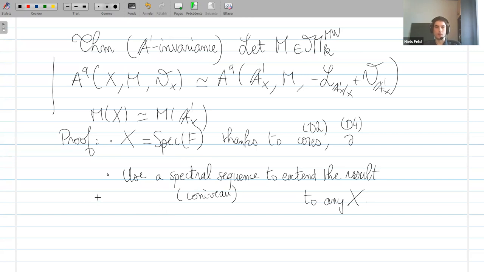And there is another proof of this. So this is proof one, and there is a proof number two. So basically you would like to construct a homotopy on the complex level. And this is a bit more technical, but this is doable.